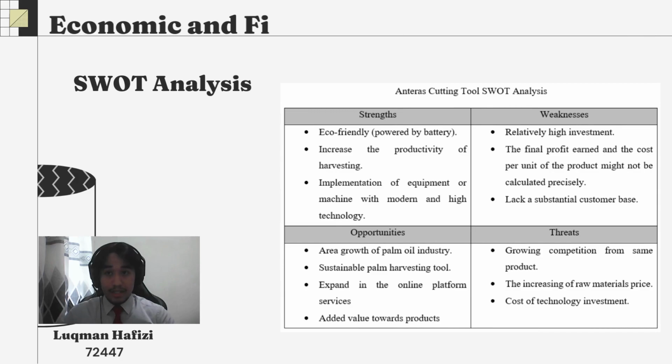SWOT analysis. SWOT analysis will help a project to satisfy the customer requirement and product specifications by maintaining the strength, implementing the opportunities, removing the weaknesses, and also considering the threats. So these are the SWOT analysis of ANTERAS cutting tools.